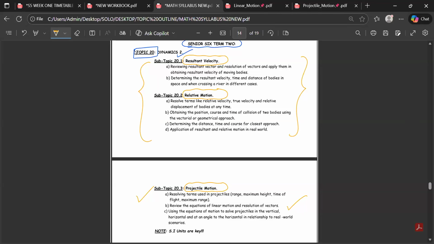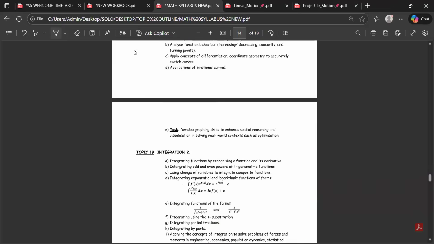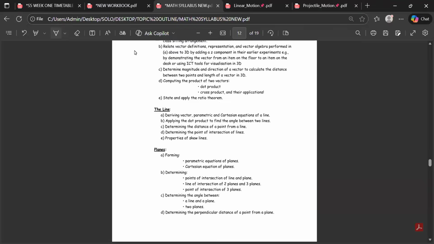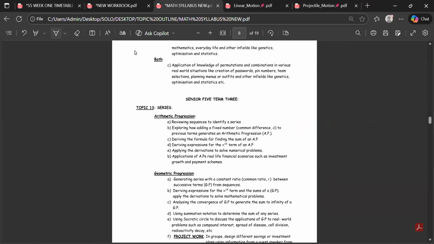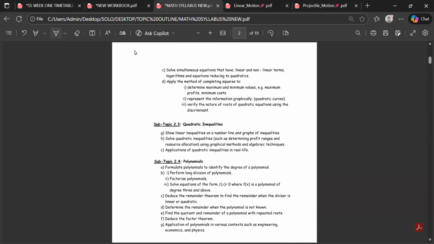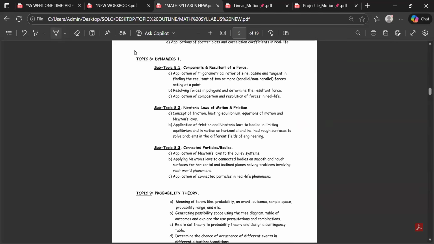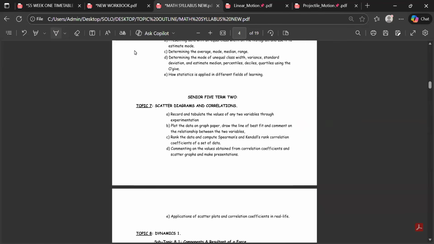And I think dynamics 1 is topic 8 and it is a senior 5 topic, term 1. It's topic 8, if I'm not mistaken. Yeah, it's here. So you can see this is senior 5, term 2. Remember the other one is dynamics 2. So scatter diagrams and correlations, those ones you are aware that we completed them, and we have them on the drive.